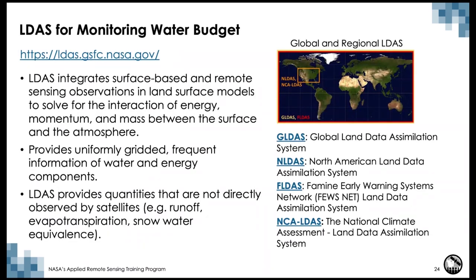Next, we are going to talk about land surface modeling, so LDAS, which helps in monitoring water budget components. There is a lot of information on this LDAS website here. It integrates surface-based and remote sensing observations in a land surface model, and it solves for the interaction of energy, momentum, and mass between the surface and the atmosphere, and provides uniformly gridded, frequent information on water and energy components. So LDAS provides quantities that are not directly observed by satellites, such as runoff. Evapotranspiration is derived based on satellite data, but LDAS also calculates evapotranspiration, and also calculates snow water equivalent, which is not directly available from remote sensing.